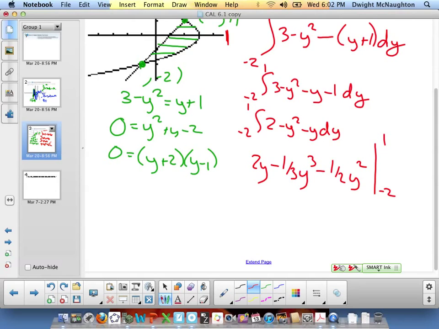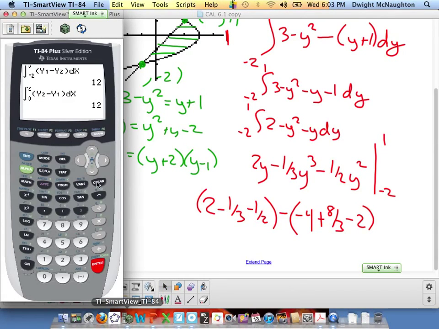All right, we'll plug in 1. We get 2 minus 1/3 minus 1/2. We'll plug in negative 2. We'll get negative 4 minus, negative 2 cubed is negative 8, so minus a negative 8/3, minus, okay, negative 2 squared is 4, 4 over 2 is 2. All right. Simplify that. 2 minus 1/3 minus 1/2 minus negative 4 plus 8/3 minus 2.